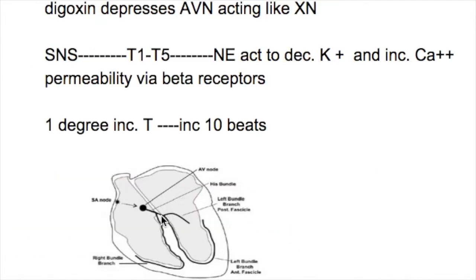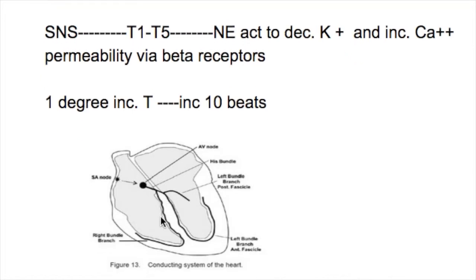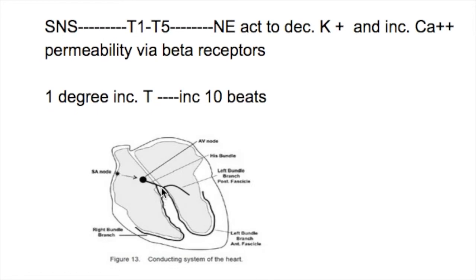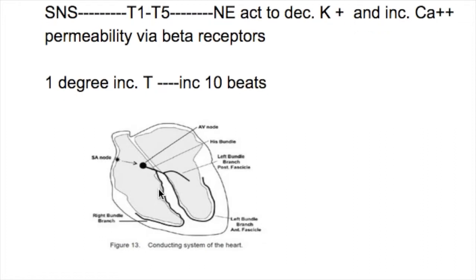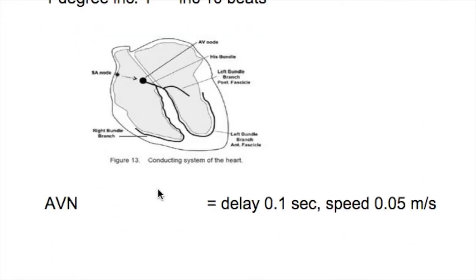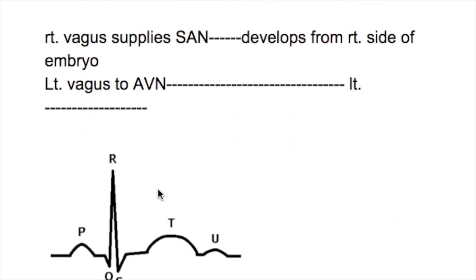Why does the impulse delay at the AV node? What is the purpose of the delay? The impulse delays at the AV node because, number one, the size of the node is small, and number two, there are fewer gap junctions that delay the impulse. And why does it delay? The delay is to allow ventricular filling. Ventricular filling completes because of that delay at the AV node.